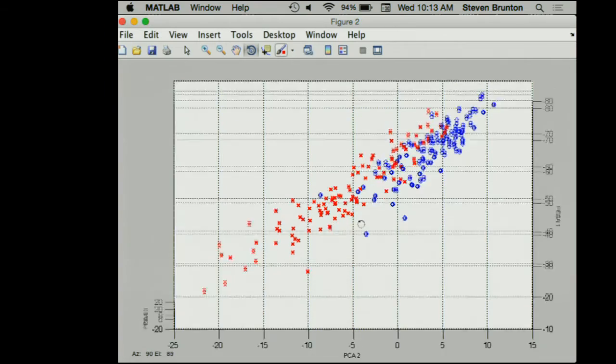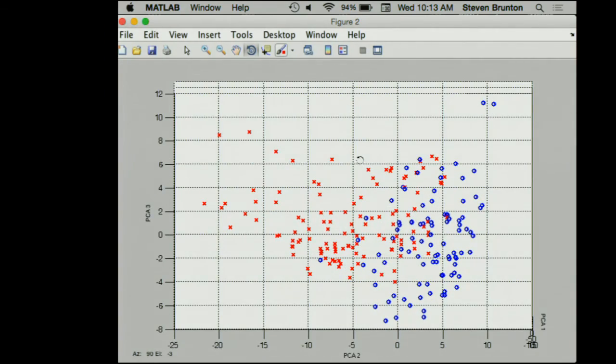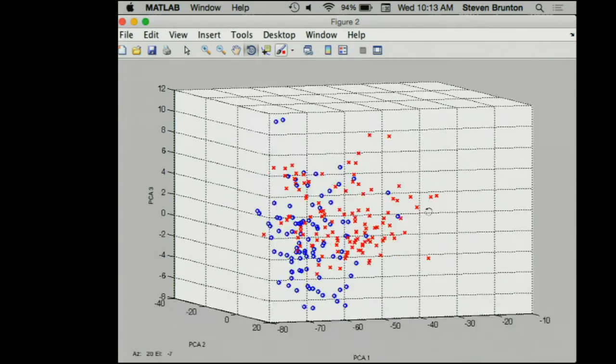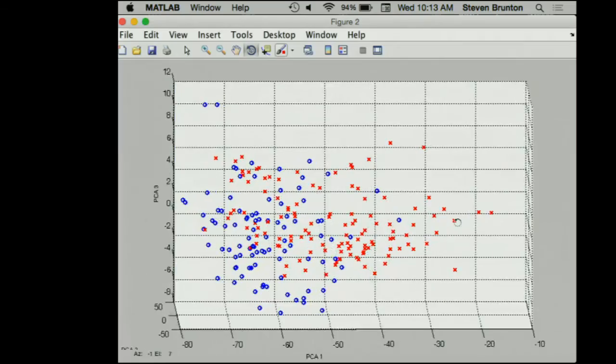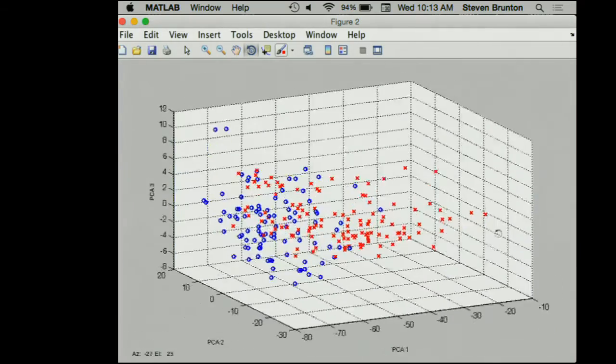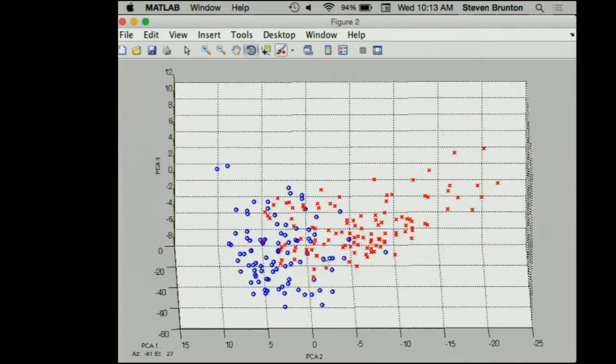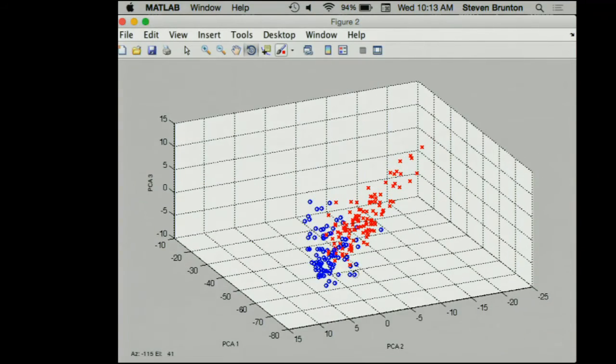Increase the number of modes. So if I look at just PCA 2 and 3, there's more mixing between them. Right? And when I look at just PCA 1 and 3, there's also a lot of mixing. But when I get all of the modes together, that's when I start seeing a pretty clean separation.